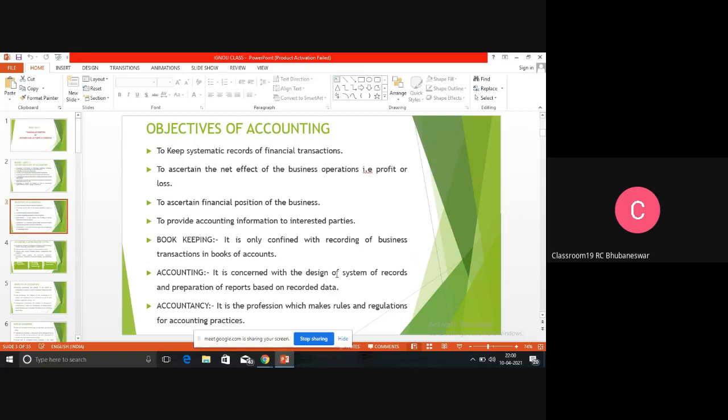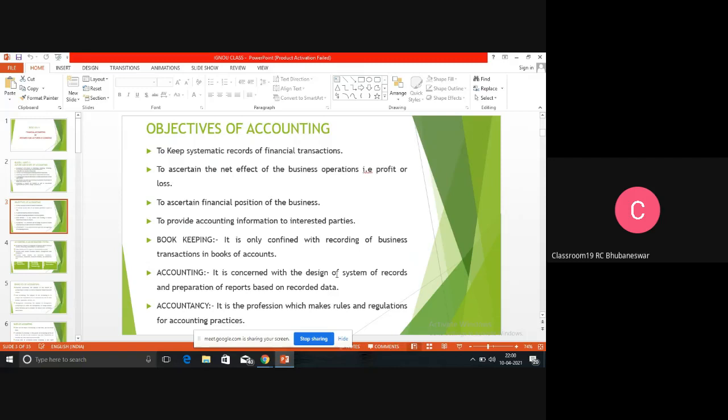That we have read before, accounting records the financial transactions. That means the primary form of accounting is bookkeeping. After bookkeeping, the next step is accounting. Accounting is the art of recording, classifying, interpreting, summarizing, and communicating the financial information.